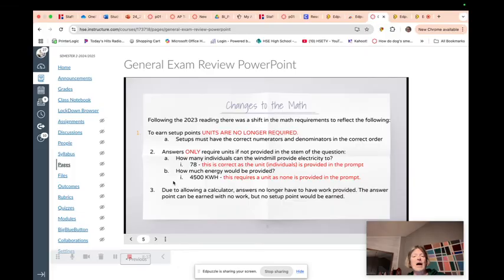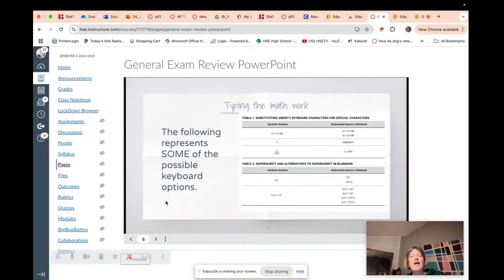So due to allowing a calculator, answers no longer have to have the work provided. The answer point can be earned with no work, but no setup point would be earned. So it used to be you had to show all of your work to even get an answer point, but that's not the case anymore. So that's good news. Okay. Typing the math work. This would be a good slide for you to pause this video and really zoom in on this PowerPoint and take a look at how you should be inputting your information.